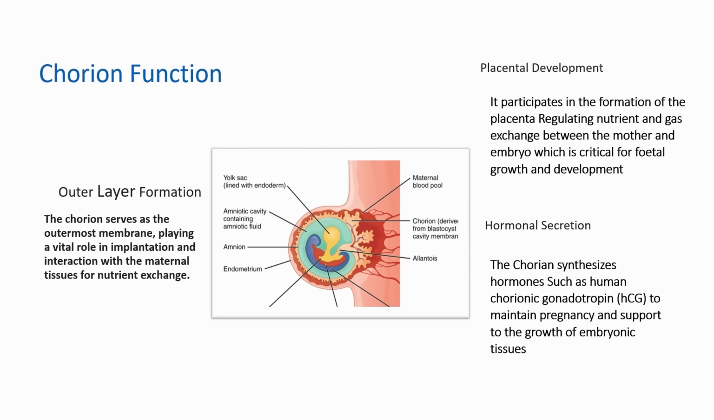It is also useful for hormonal secretion. The chorion synthesizes hormones such as human chorionic gonadotropin to maintain pregnancy and support the growth of embryonic tissues.